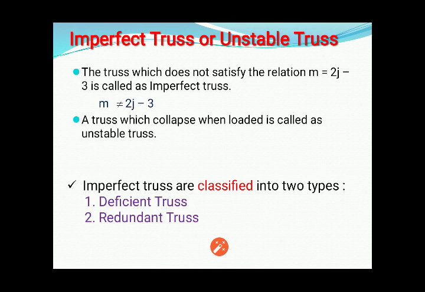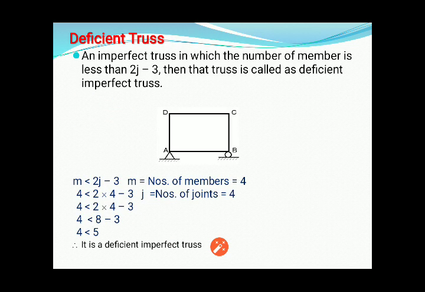Now what is an imperfect truss? If it does not satisfy the equation m equals 2j minus r, or 2j minus 3, it is called an imperfect truss. Now again, an imperfect truss is classified into two forms, that is deficient truss and redundant truss. Suppose an imperfect truss in which the number of members is less than 2j minus 3, then that truss is called a deficient imperfect truss.